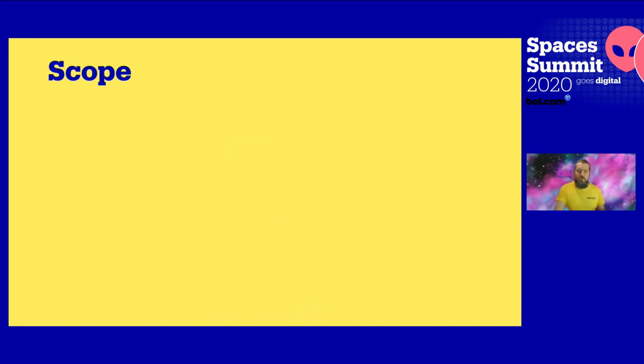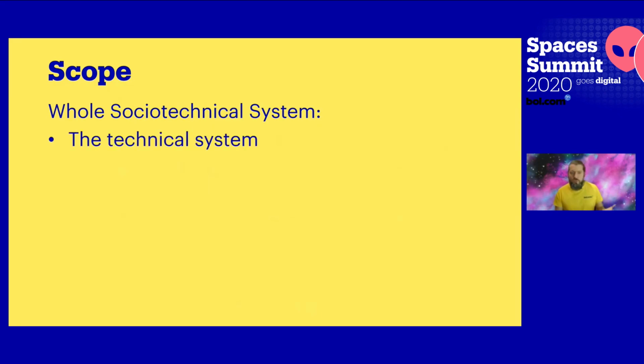The scope, when it comes to chaos engineering, is actually the whole socio-technical system. Now, you might not have heard about this term, so let me dive a little deeper. Well, part of the socio-technical system, as the name says, is actually the technical system. This should probably be very clear. It's our software, it's our hardware, it's the cables, everything. So this is quite straightforward.